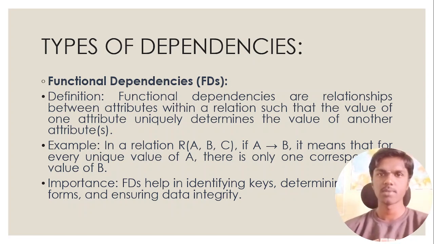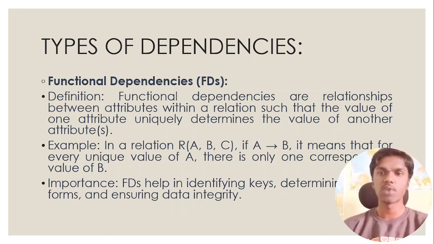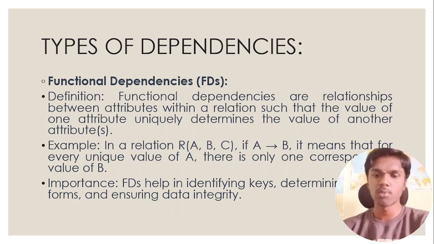Example: in a relation R of A, B, C, if A determines B, if A is related to B, it means that for every unique value of A, there is only one corresponding value of B. That is, if we have some data in the relation or table R, which contains A, B, C, and A is related to B, it means that for every unique value of A, there will be only one corresponding value of B. So that's what we are trying to do in functional dependencies. And it's important to know that functional dependencies help in identifying keys, determining normal forms, and ensuring data integrity.